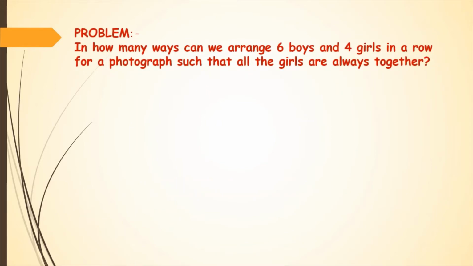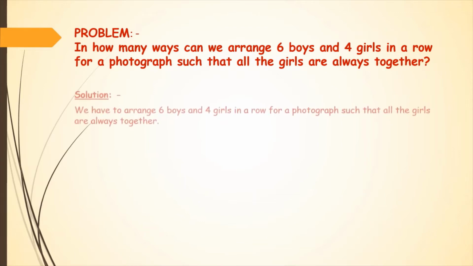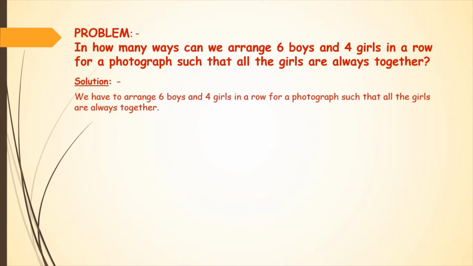Consider this problem. In how many ways can we arrange 6 boys and 4 girls in a row for a photograph such that all the girls are always together? Solution of this problem. We have to arrange 6 boys and 4 girls in a row for a photograph such that all the girls are always together.